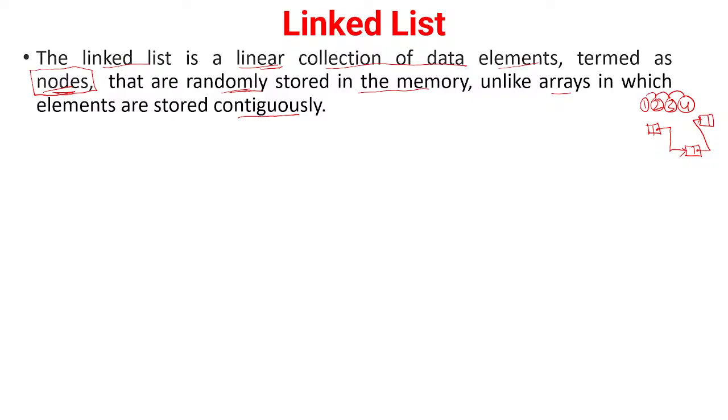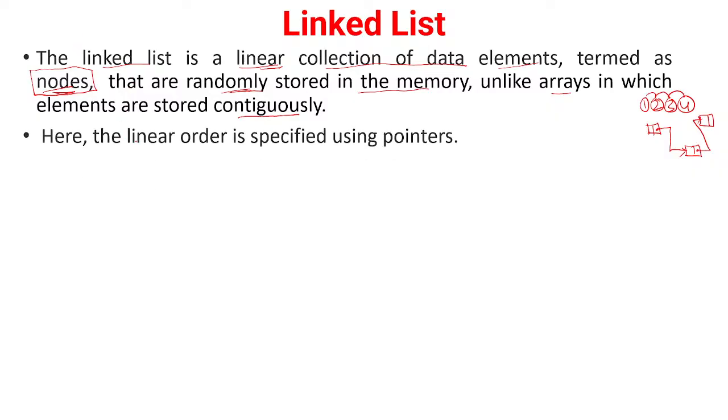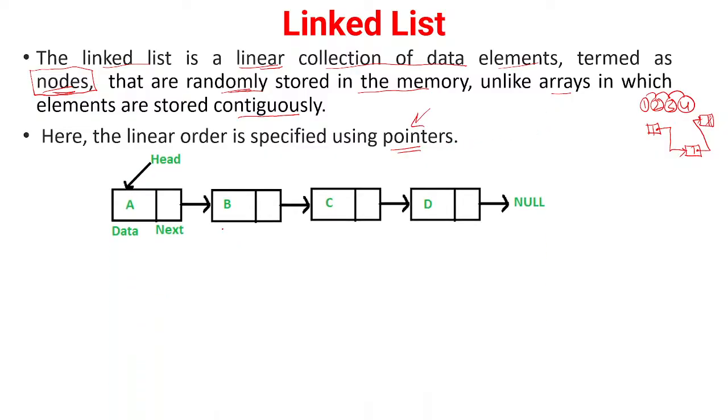So the linear order is given with the help of pointers in the linked list. The linear order is specified using the pointers. Even though they are not stored contiguously one after the other, logically speaking, they are in linear order. That linear order is given to the linked list by using pointers. So this is a simple example of how the elements are stored in the form of a linked list.